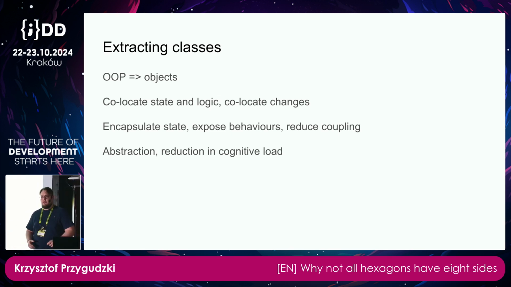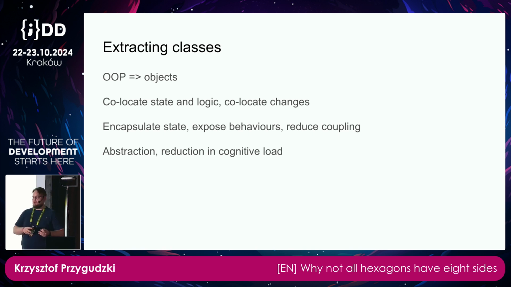At the level up, we can also talk about extracting classes. In Java and JVM languages specifically, Java is strongly OOP, so we can focus on the objects. Special kinds of classes are ones that collocate state and logic that operates on that state, right? It's related to that state, and these things also happen to change together often, right?